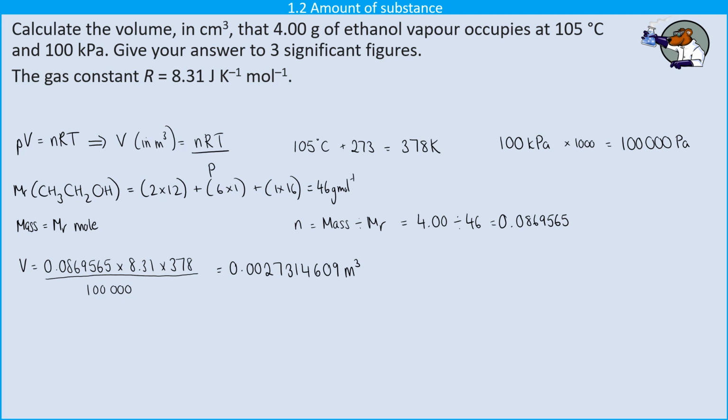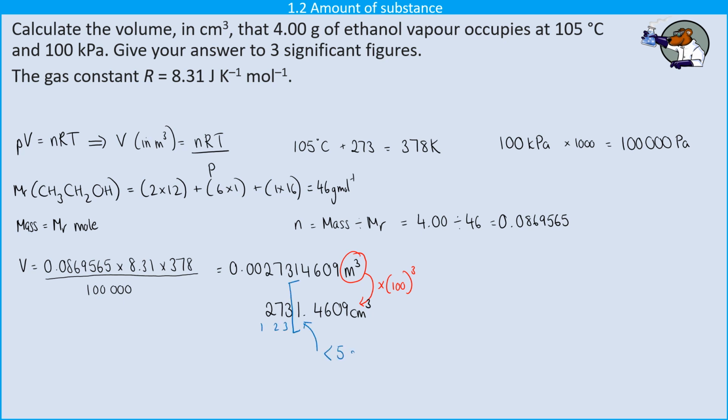Now, if you're not very good at remembering how to convert between meters cubed and centimeters cubed, the way to think about it is you probably are very good at converting between meters and centimeters, right? Pretty much everybody knows that there are 100 centimetres in a metre. So what is 100 cubed? Because it's centimetres cubed. So 100 cubed is in fact a million. So if we multiply our answer by a million, then we get 2,731 point blah centimetres cubed.